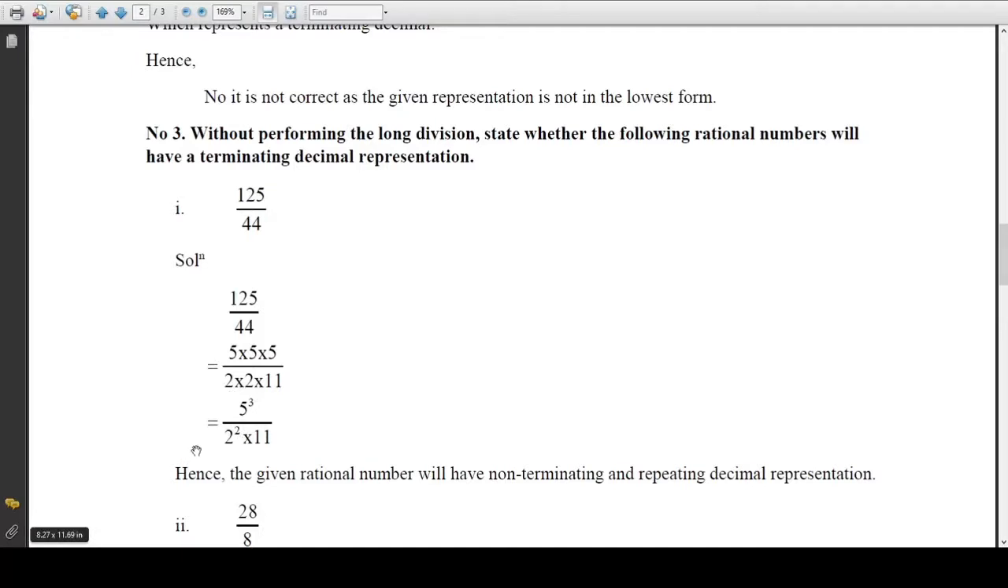We have to check the denominator. The denominator is 2 squared × 11. To have a terminating decimal, it should be of the form 2^m × 5^n. Therefore, it's not in this form 2^m × 5^n. Therefore, this given rational number is non-terminating but repeating. Hence the given rational number will have a non-terminating and repeating decimal representation.